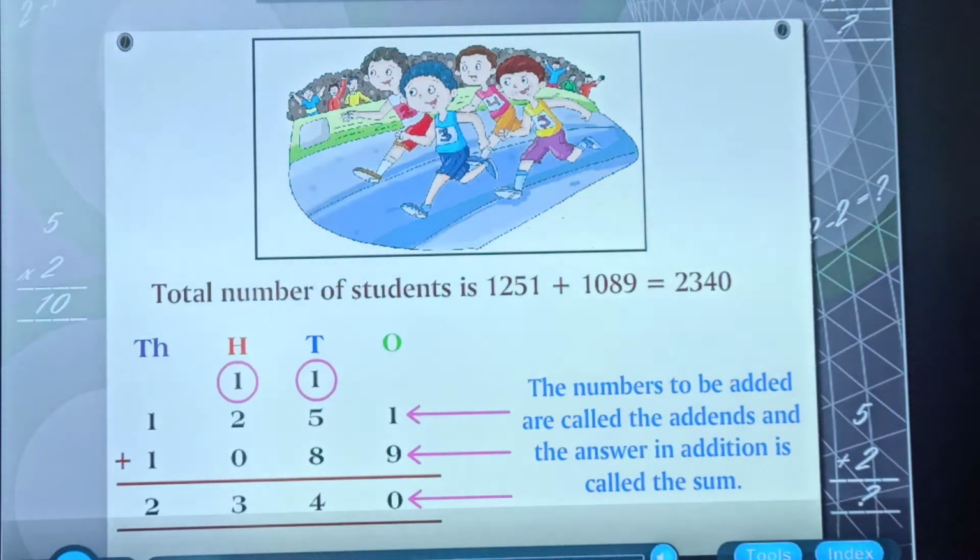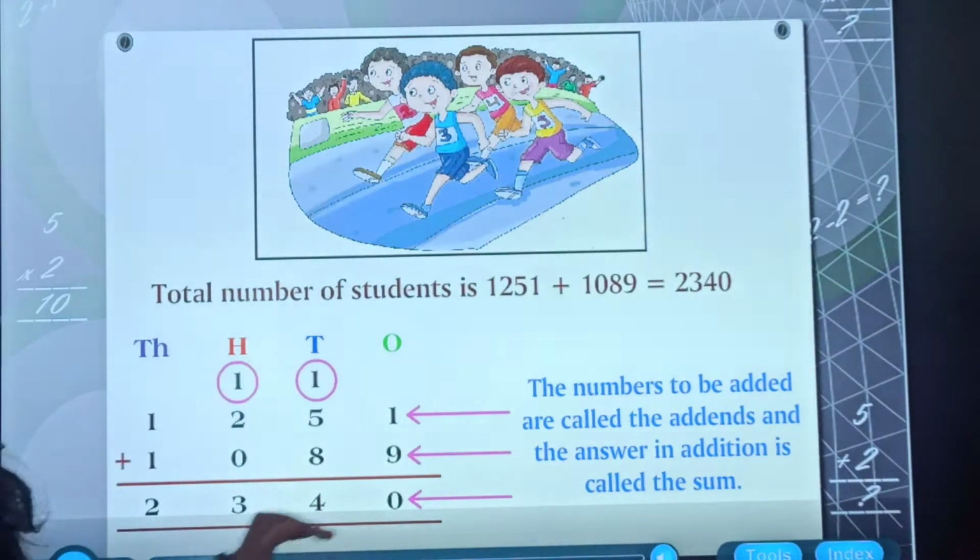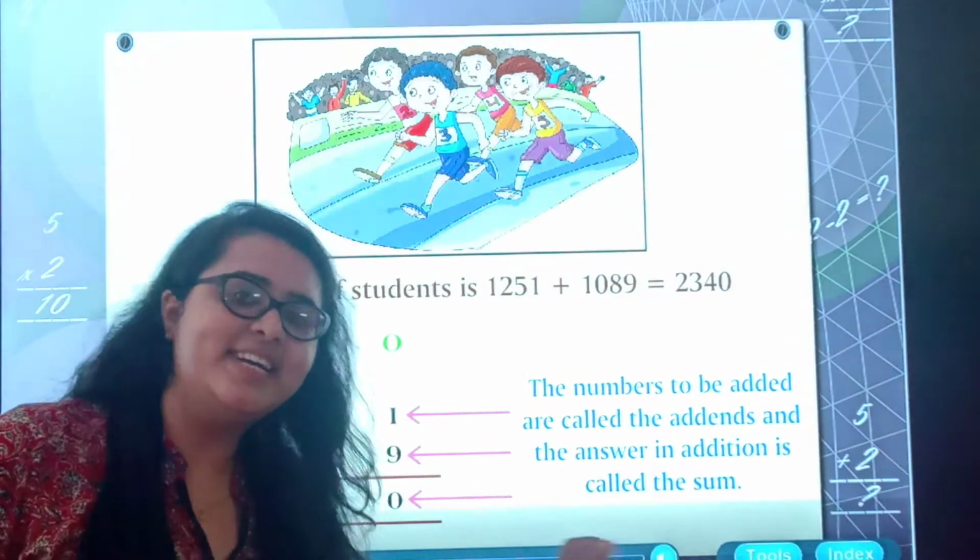The numbers to be added are called the addends, and the answer in addition is called the sum. This answer is called the sum, and the two numbers that are added are called addends. Okay?